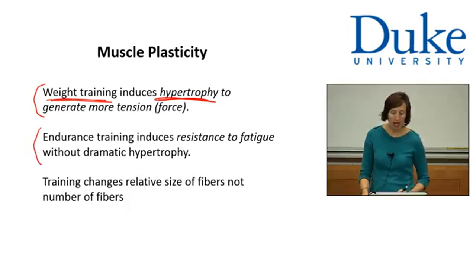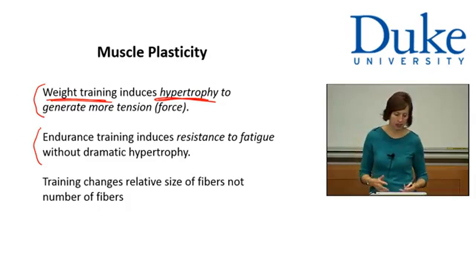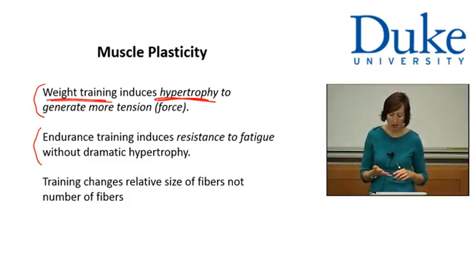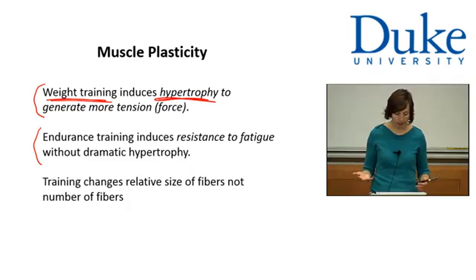Endurance training is not going to tend to increase the size of muscles. It's going to tend to increase their ability to use oxygen, because we know if you're doing an endurance sort of event that lasts a long time, you're going to be doing oxidative metabolism. And so you can increase the number of capillaries in the muscles, as well as the number of mitochondria in the oxidative fibers that allow those muscles to perform better longer.